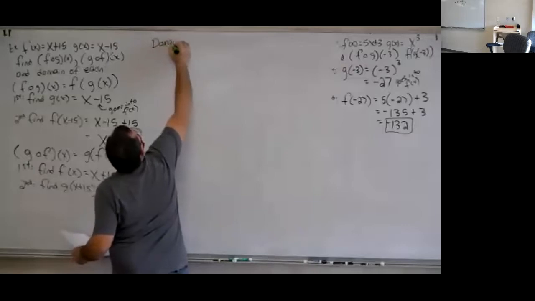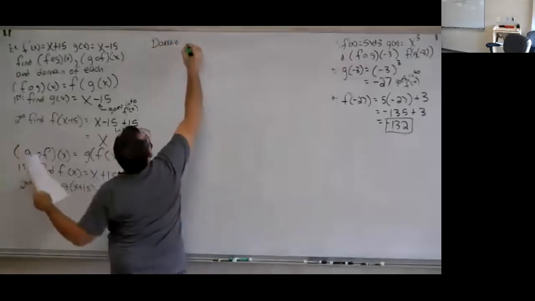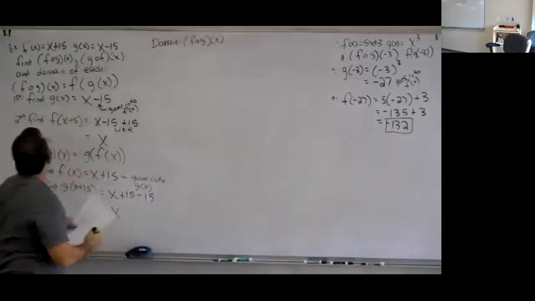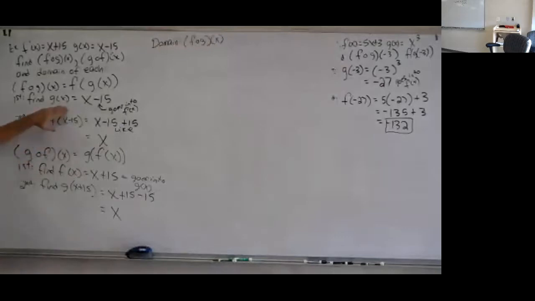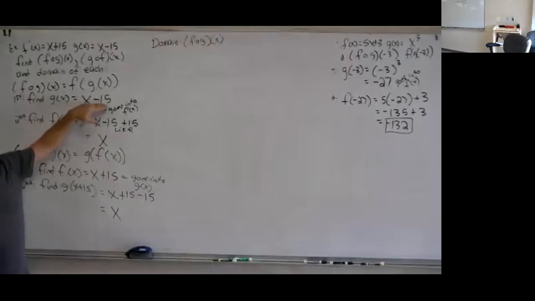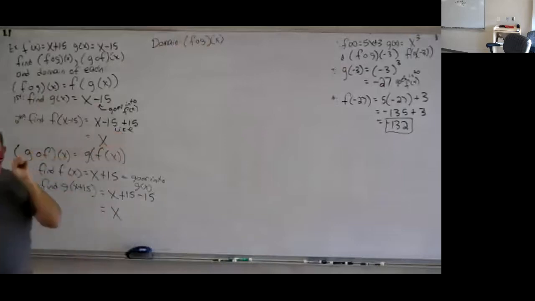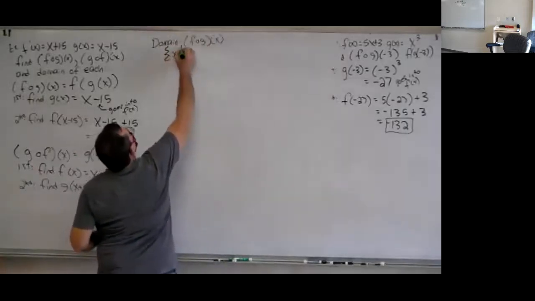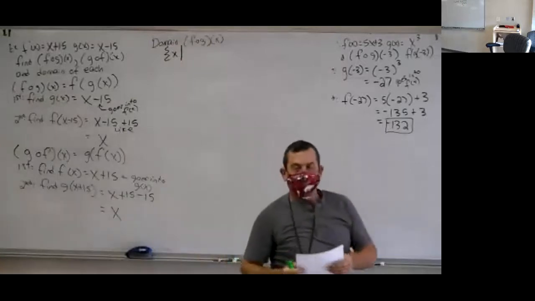All right, so the domain, and I'll do the f of g first. So here was f of g of x. I started out with a g of x, x minus 15. Any restrictions? Because there's no fractions there, right? Then when you plugged it into your f, x minus 15 plus 15. Any restrictions? No, because we plugged that into our x there, so no restrictions. So this domain was x such that x is a real number.